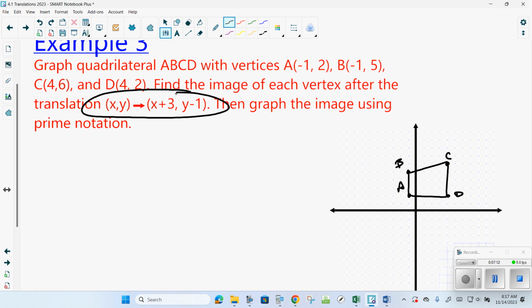So as we do each one of these, +3, I'm going to change colors. +3, -1. There's A prime. D prime. C prime. B prime. Notice it's a rigid motion, okay? It hasn't changed its shape. It's merely to the right 3 and down 1.